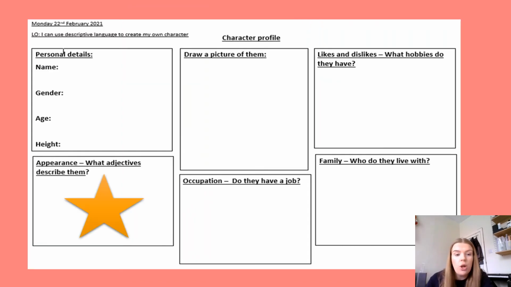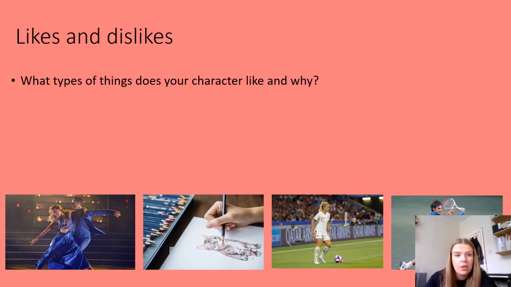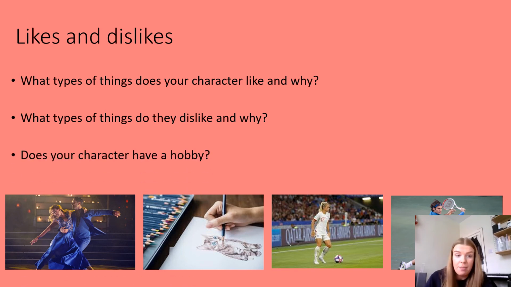Okay, so we should have all filled in that box that I've put a star on that says appearance. And we should have all included some adjectives to describe your character's appearance. Okay, let's have a look what we're doing next. Now we're going to think about likes and dislikes. So what types of things does your character like and why do they like it? What types of things don't they like and why don't they like them?